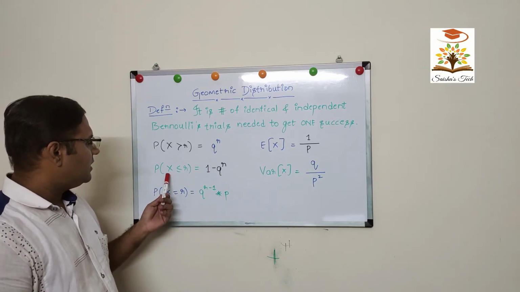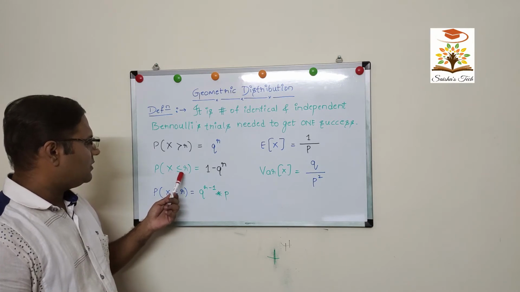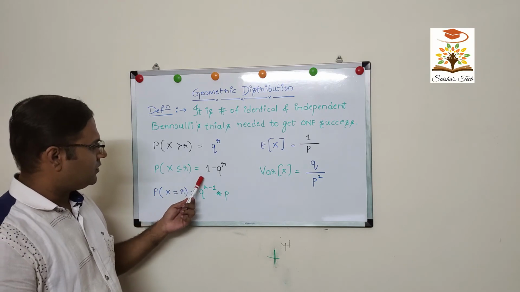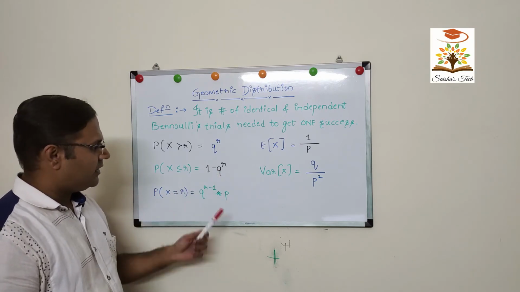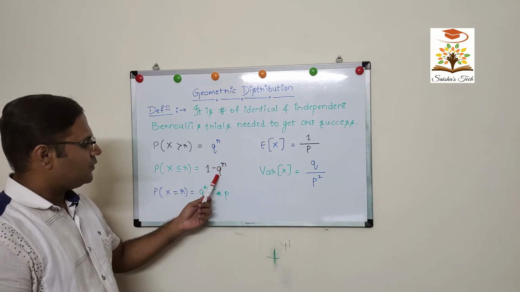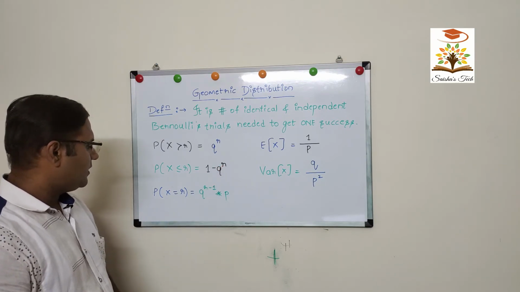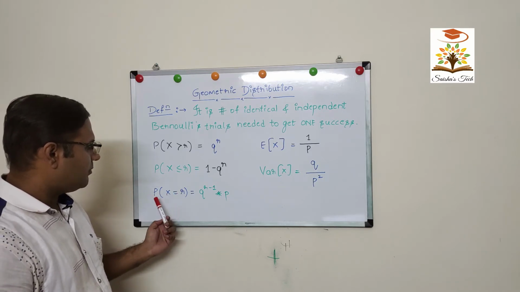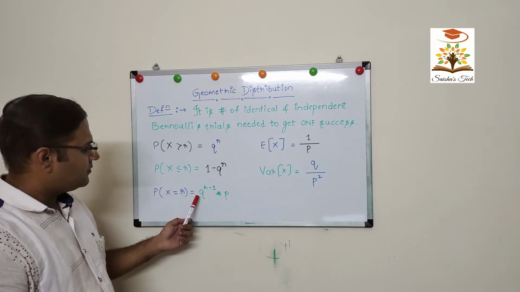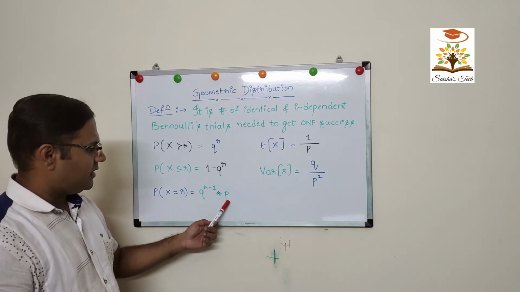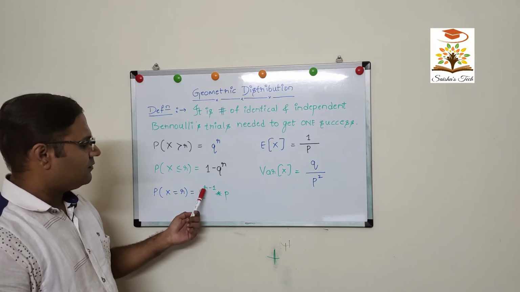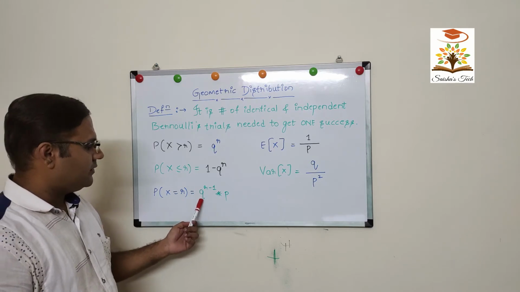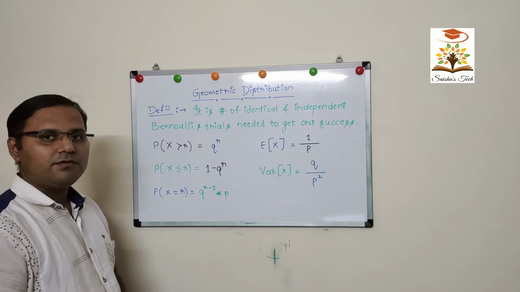Similarly, if the number of attempts are less than or equal to the number of trials, then the probability density function of geometric distribution would be equal to 1 minus q raised to r, where r is number of trials, q is the probability of failure. If the number of attempts are equal to the number of trials, then the probability density function would be q raised to r minus 1 into p, where r minus 1 is the number of trials before first success, q represents the probability of failure and p represents the probability of success.